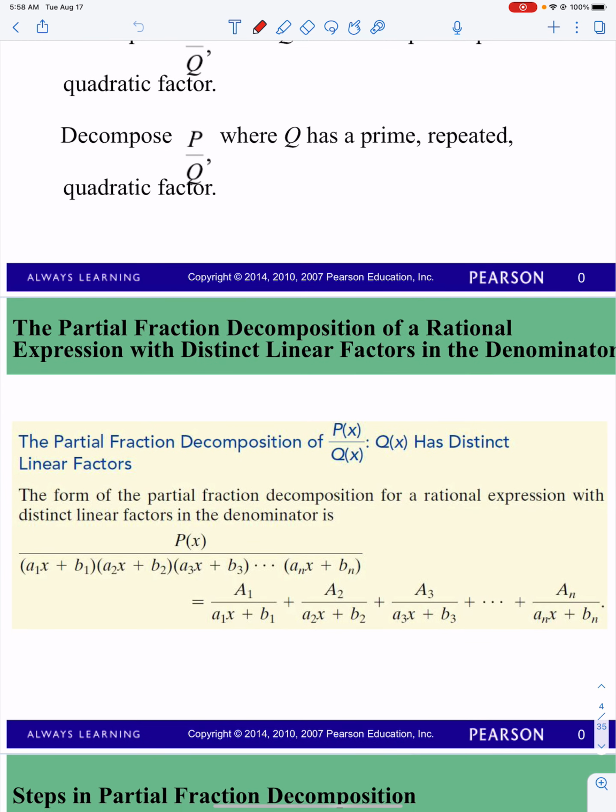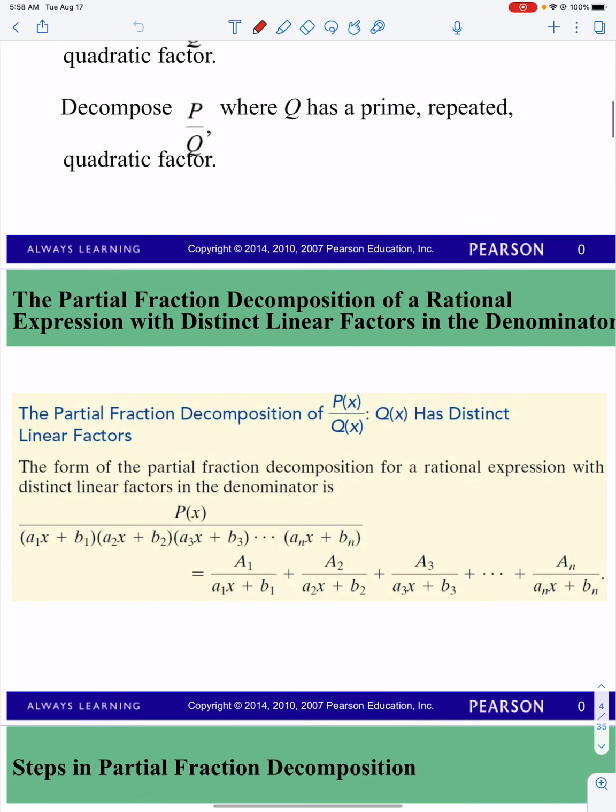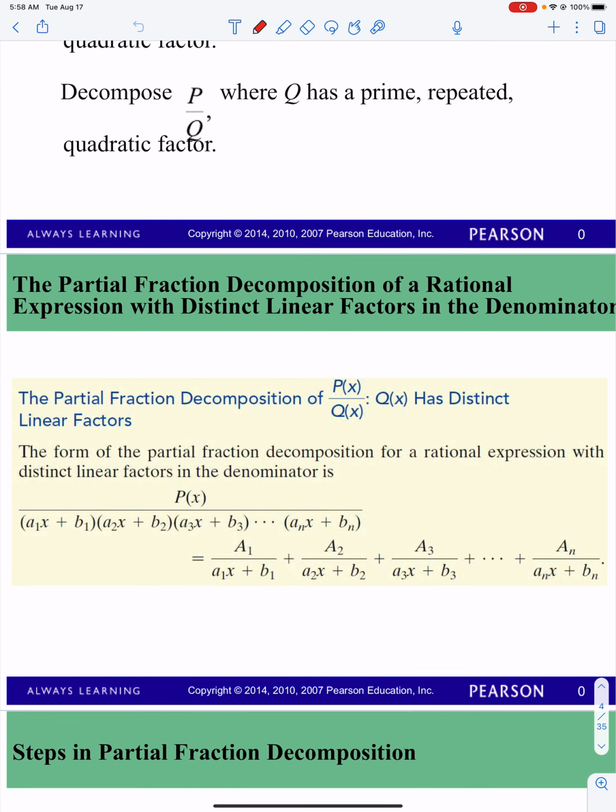So the partial fraction decomposition of p(x) over q(x) when q(x) has distinct linear factors. If you have distinct linear factors in the denominator and we wanted to separate it as the addition of several small fractions together, what should we do?